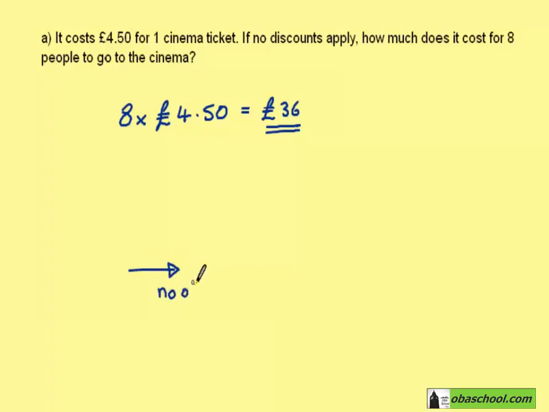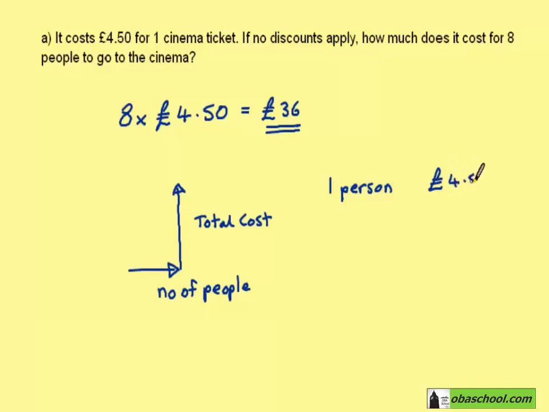Consider there are 2 things that can vary here: the number of people going to the cinema and the total money paid for the tickets. These 2 things will change. Remember, one person costs £4.50. Each additional person that goes to the cinema costs £4.50 more.